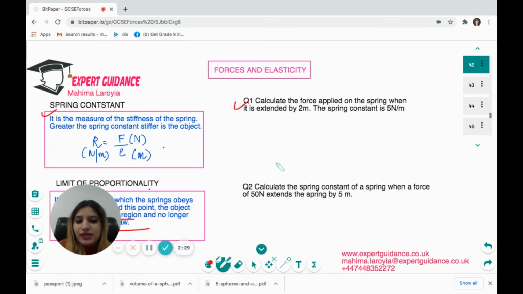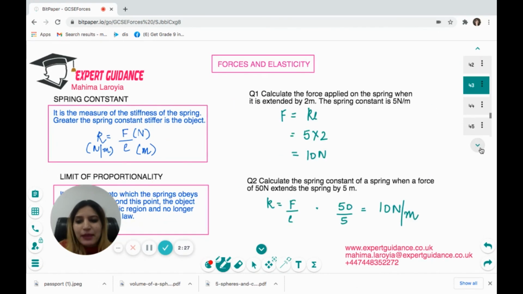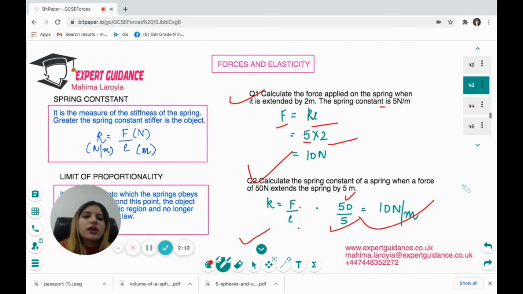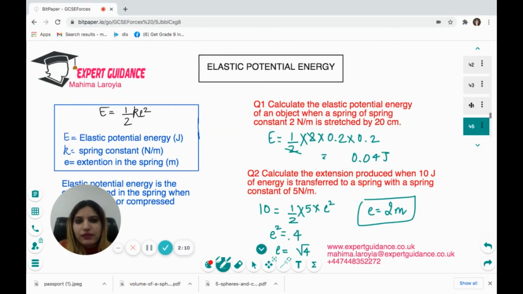Okay, so pause this video, have a go at this question and come back to check the answers. So for the first one, we can use force equals k e. Our spring constant is 5, extension is 2, so the force becomes 10 newtons. And for k, we'll do force over the extension. Force is 50 newtons, extension is 5 meters, so our spring constant is 10 newtons per meter.